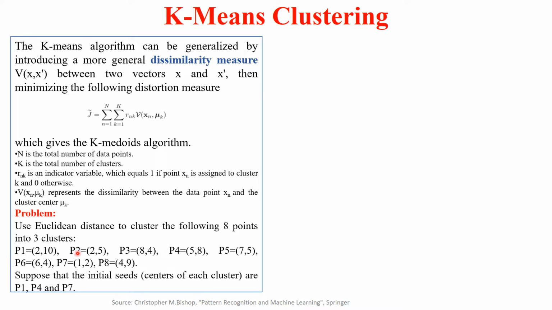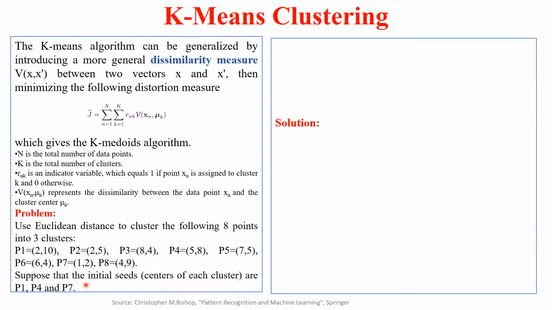Let us see a problem. We are going to consider 8 data points P1 to P8. Using Euclidean distance, we are going to cluster the 8 data points into 3 clusters. Let us consider the initial seeds or initial centers of the 3 clusters as P1, P4 and P7.